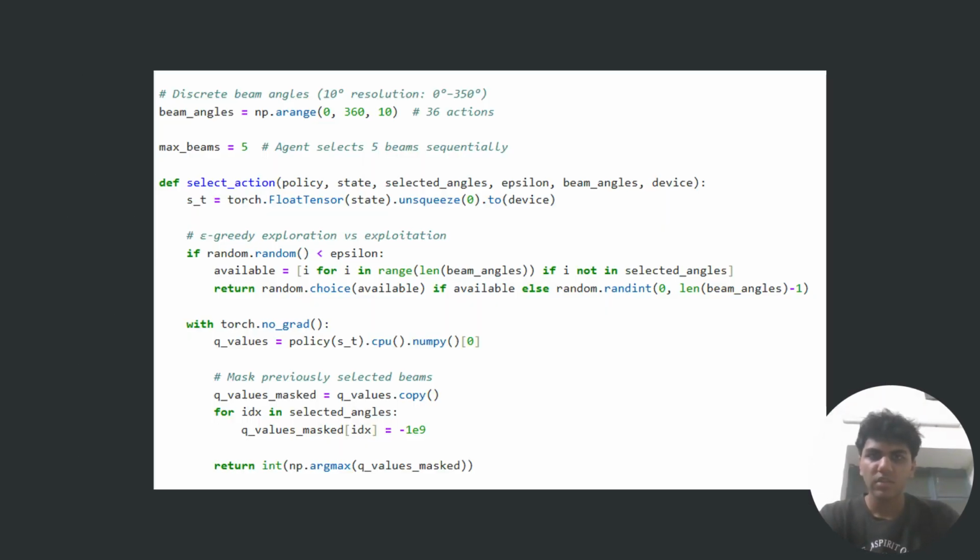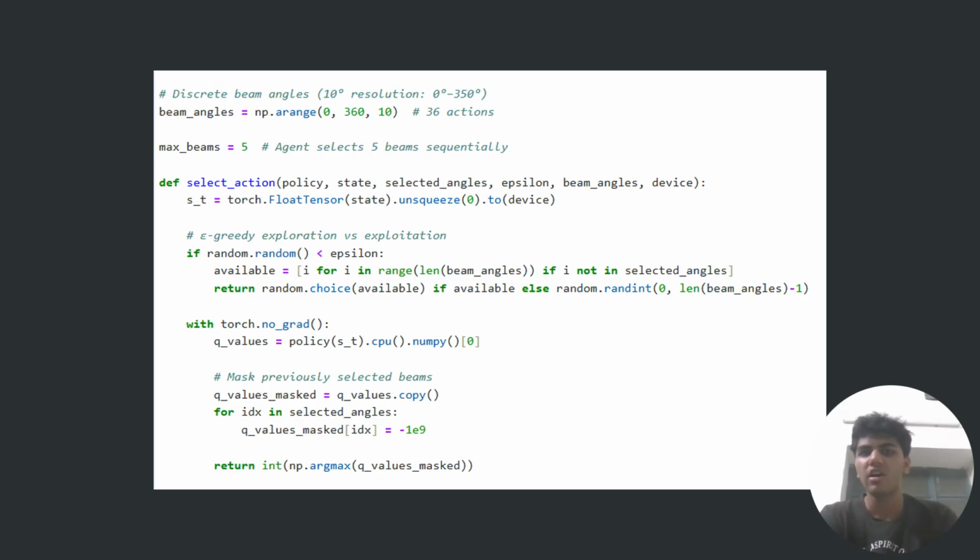Now let's walk through how the reinforcement learning agent actually chooses beam angles during planning. This snippet implements the core action selection logic. The key idea is that the agent must pick one beam angle at a time out of 36 possible angles without repeating any previously selected angles. We first define a discrete action space, beam angles from 0 to 350 degrees in 10 degree steps. The agent will ultimately choose 5 beams sequentially. Inside the select action function, the state is converted into a tensor and passed into the Q network, which outputs a Q value for every possible beam angle.